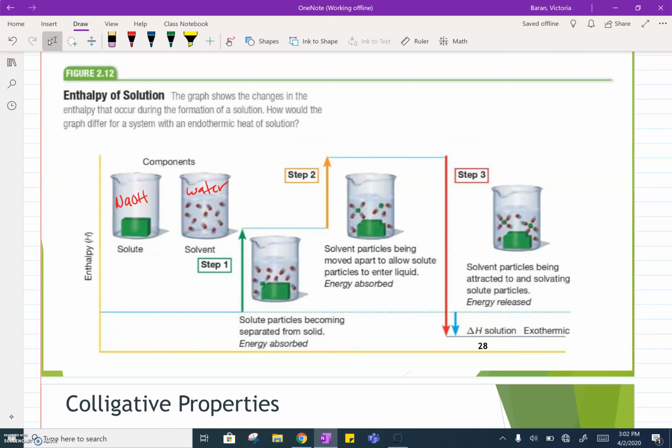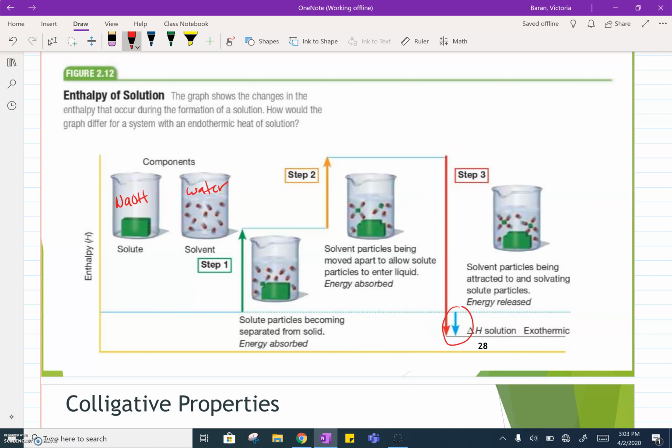So let's say we have that NaOH and that water, our solute and solvent, and we mix them together. The progression of the reaction is being shown here. So in the first step and the second step, energy is actually being absorbed by that reaction. However, in the third step, we have a lot of energy that is released to the surrounding environment, more energy than what was originally absorbed.